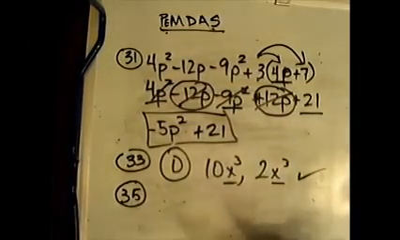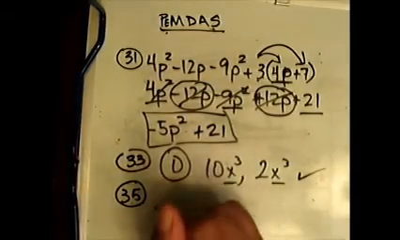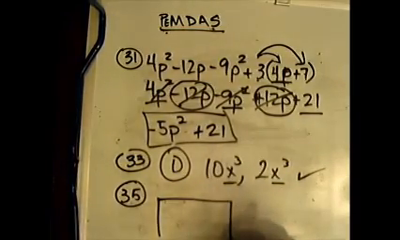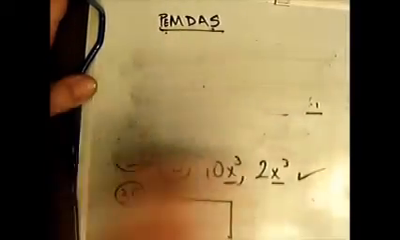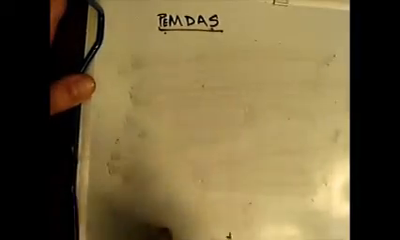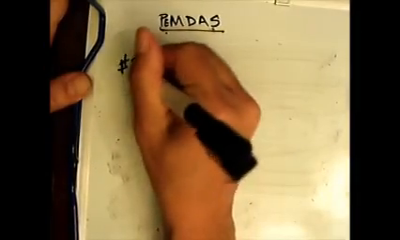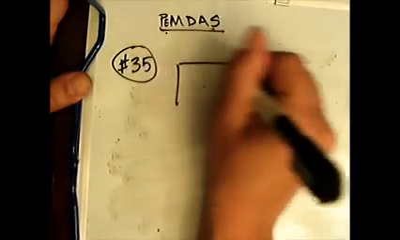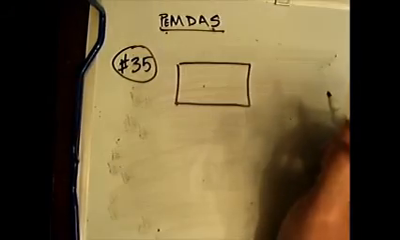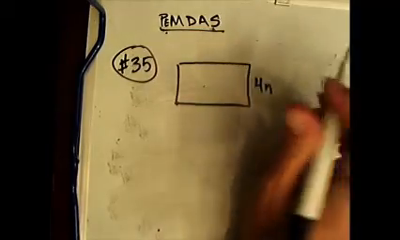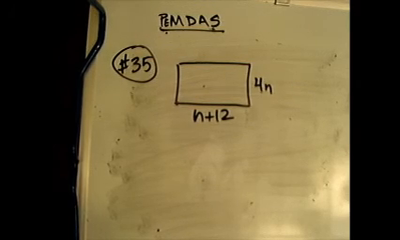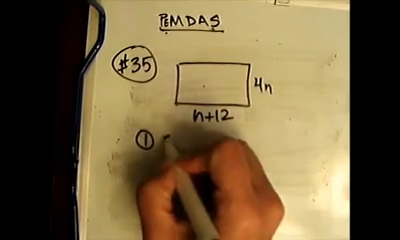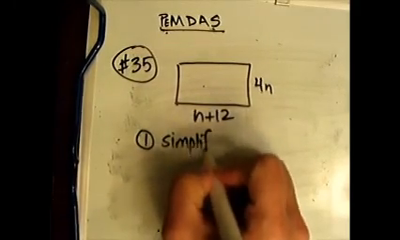Make a space for number 34, but we're moving on to 35. So on number 35, you have a rectangle. Oh, I have to move up. Hold on. Number 35, you have a rectangle. And then it says here that this is 4n, and this is n plus 12. And your directions are to write a simplified expression for the perimeter of the figure. So let's do that first. Our simplified expression.